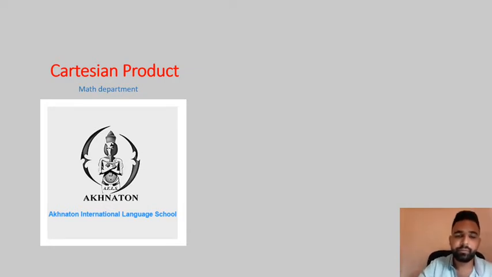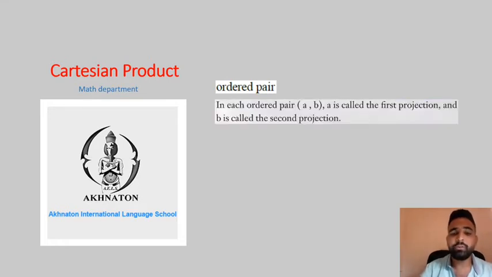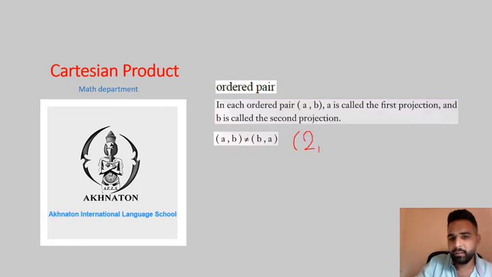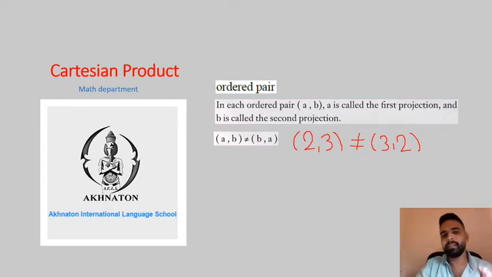Okay, first we have to revise the meaning of the ordered pair. Each ordered pair (A, B): A is called the first projection, B is called the second projection. And you have to note that the ordered pair (A, B) is not equal to the ordered pair (B, A). For example, the ordered pair (2, 3) is not equal to the ordered pair (3, 2), because the first projection here is not equal to the first projection there, and the second projections are different.